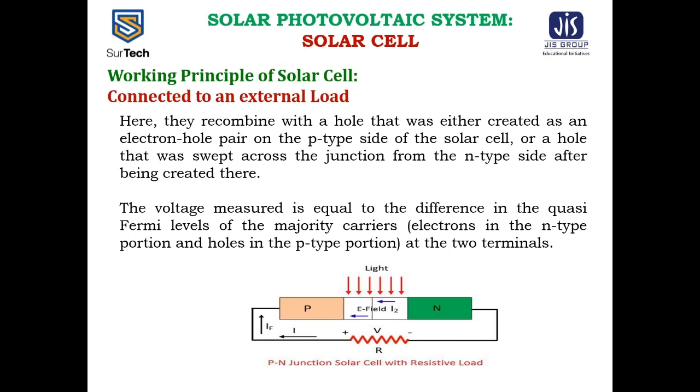The voltage measured is equal to the difference in the quasi-Fermi levels of the majority carriers, that is, electrons in the n-type portion and holes in the p-type portion, at the two terminals of the solar cell.